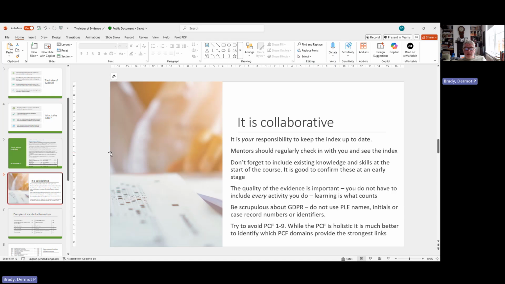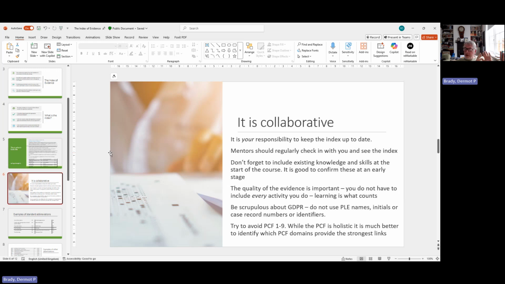You do not, for example, have to include every single phone call you ever make. So quantity, at the same time, I don't want to see just 3 pieces of evidence. That's not really doing it, is it? Because there are 9 PCF domains and they should be covered at least once. I'd probably like to see 2 or 3 pieces of evidence for each one. So I don't like to get into the numbers game.